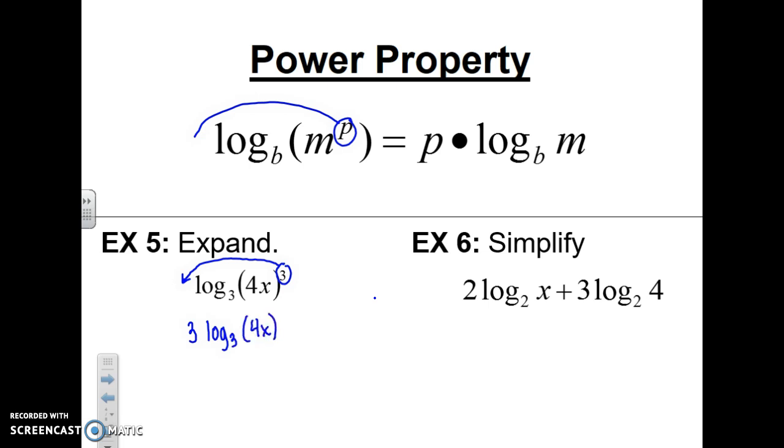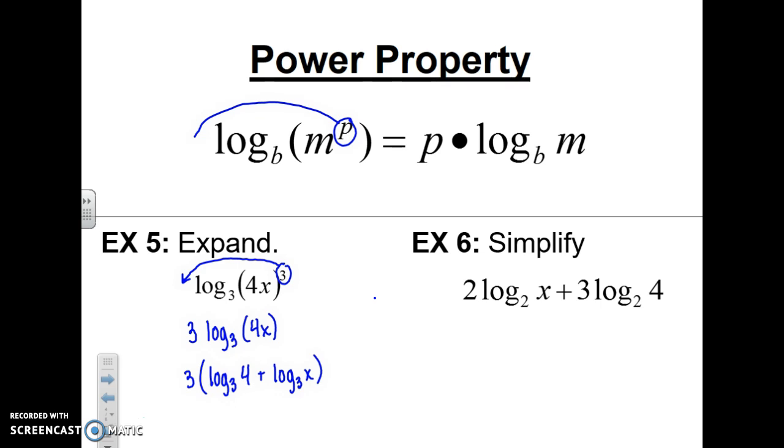Then we could go a little further and break up log base 3 of 4x. But we would need to make sure that we have parentheses here because that 3 needs to be multiplied by both of these. So we'd have log base 3 of 4 plus log base 3 of x. And that would be completely expanded. If we wanted, we could distribute that 3 there and have 3 log base 3 of 4 plus 3 log base 3 of x. That would be fine also.